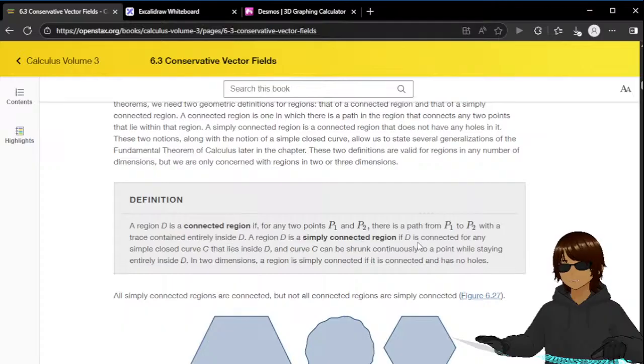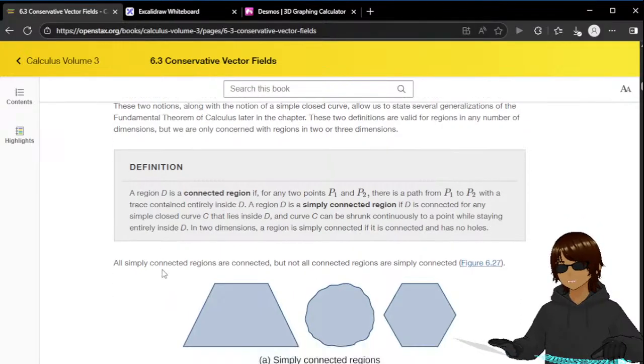D is simply connected if for any simple closed curve C that lies inside D, the curve C can be shrunk continuously to a point while staying entirely inside D.